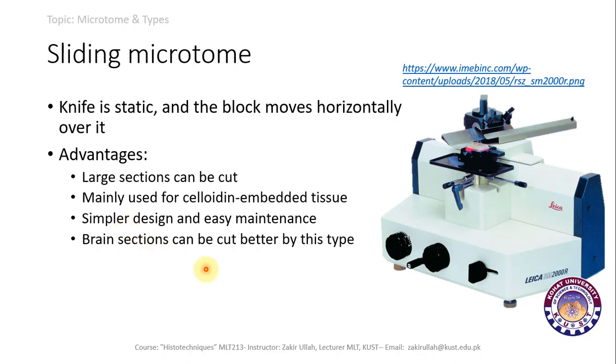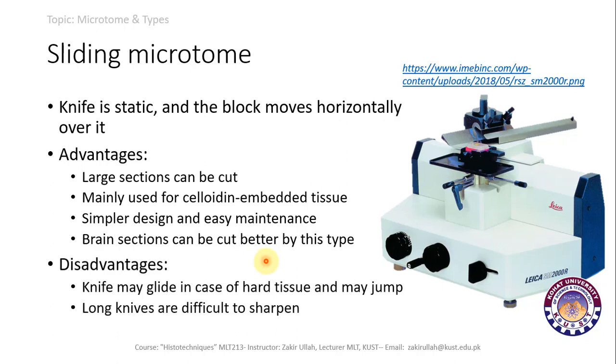The brain sections can be cut easily with the help of this type of microtome. The disadvantages of sliding microtome are that the knife may glide in case of hard tissue and may jump over it, which can harm the person working with this type of microtome, and the long knives are difficult to sharpen. So, these are the advantages and disadvantages of sliding microtome.